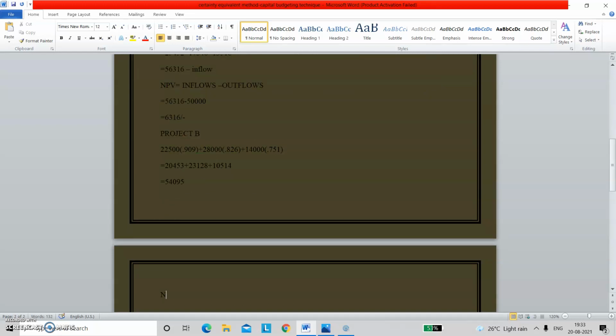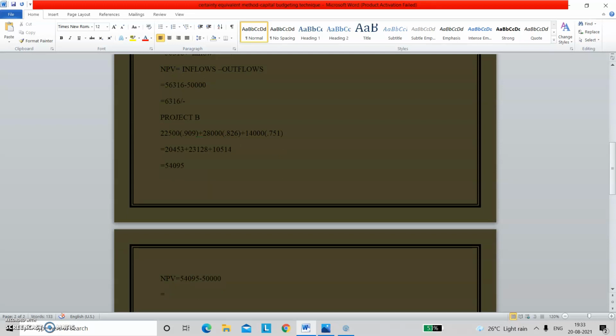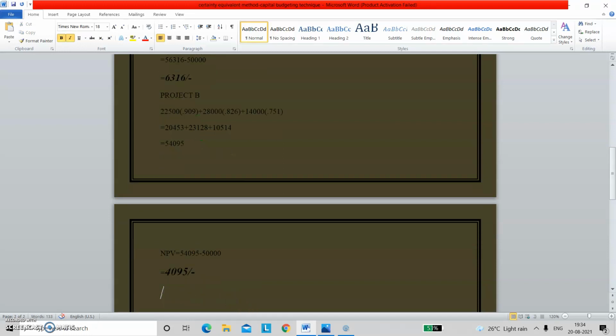So NPV is equal to inflows minus outflows. Inflows is 54,095 minus outlay of 50,000. This is giving me a net return of 4,095, right? So in both the cases, I can see the NPV is positive. For project A it is 6,316, right? And for project B, it is 4,095, right? Now we can see that the NPV for project A is more than project B.